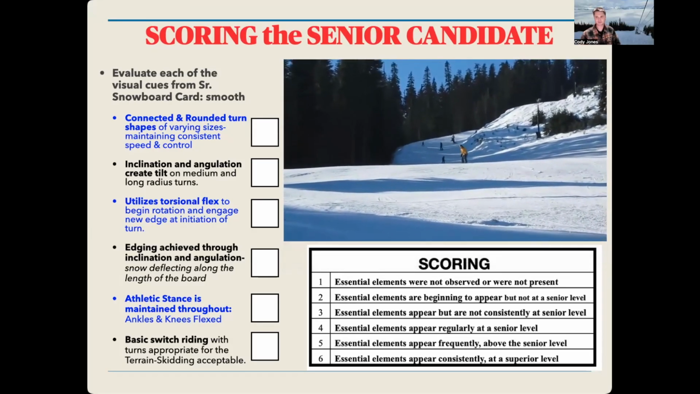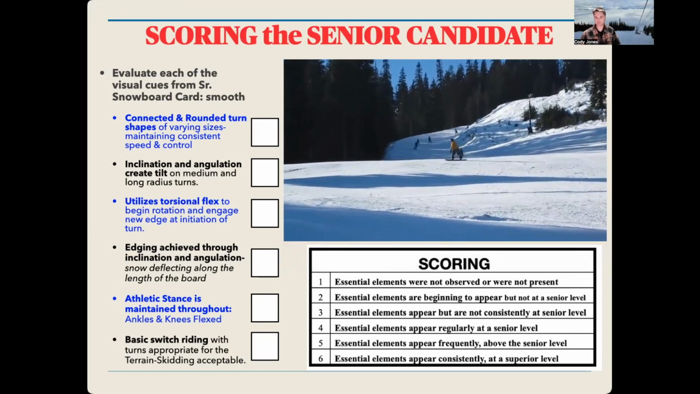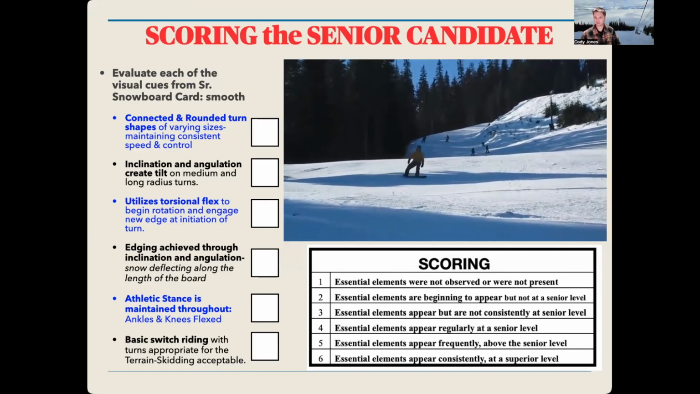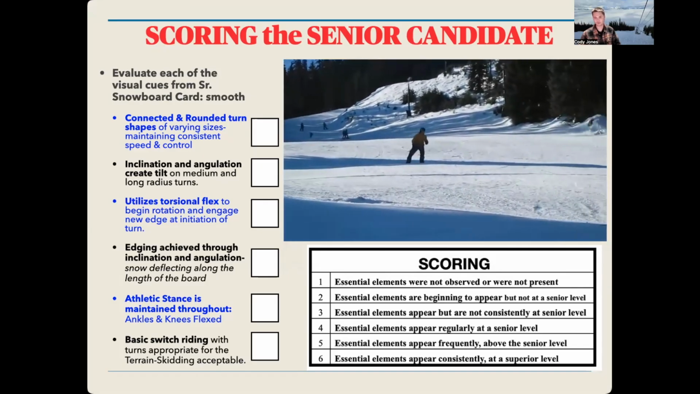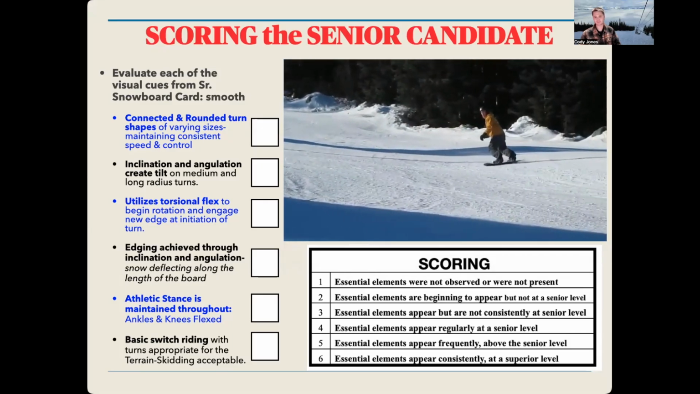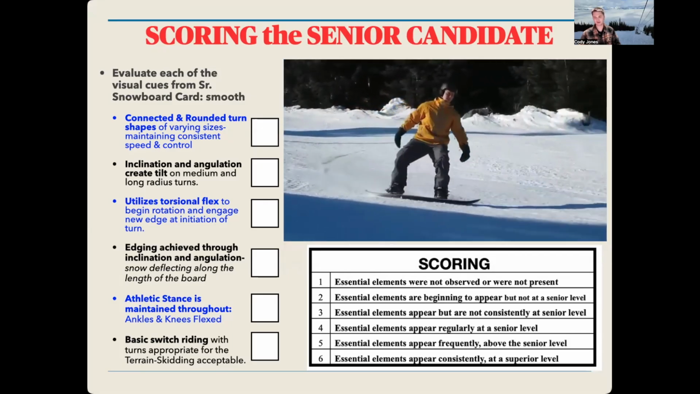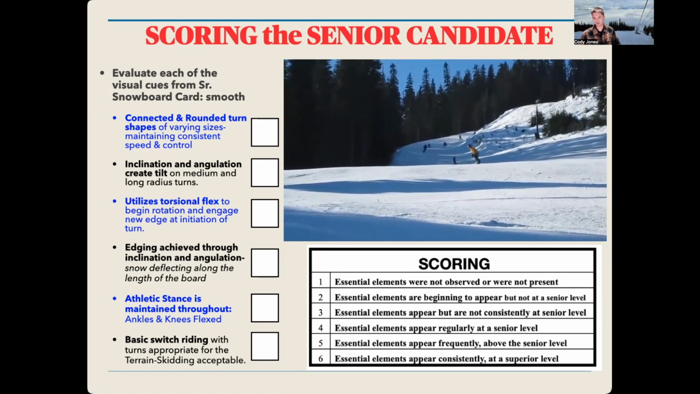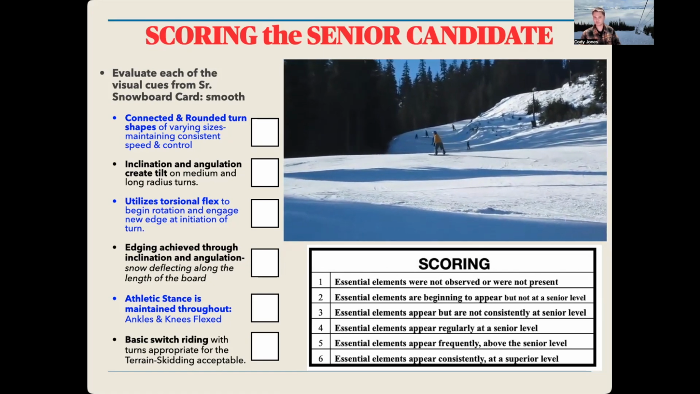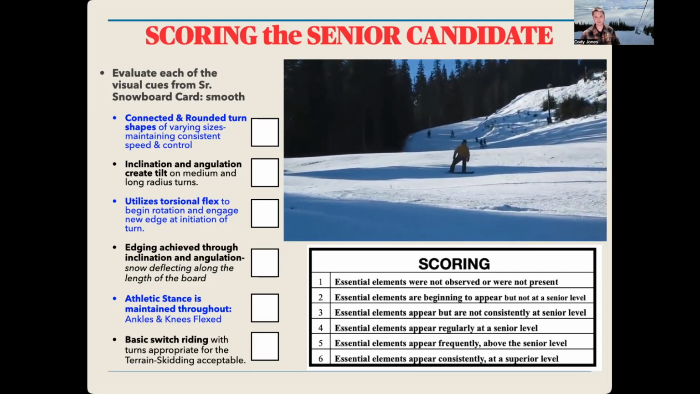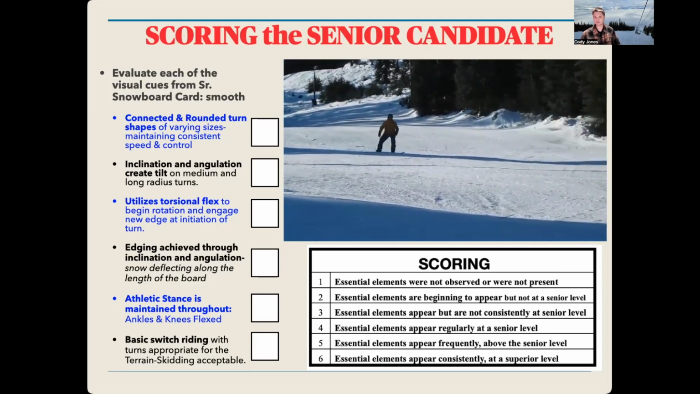Okay, let's get into the scoring section. Just as a reminder for scoring, we have a 1 through 6 scale, 1 being what we're looking for is not happening at all, 6 being that it consistently appears at a far superior level than what we're looking for, and 4 being the senior standard. So let's watch this rider and then we can look at the evaluation points and score this rider.